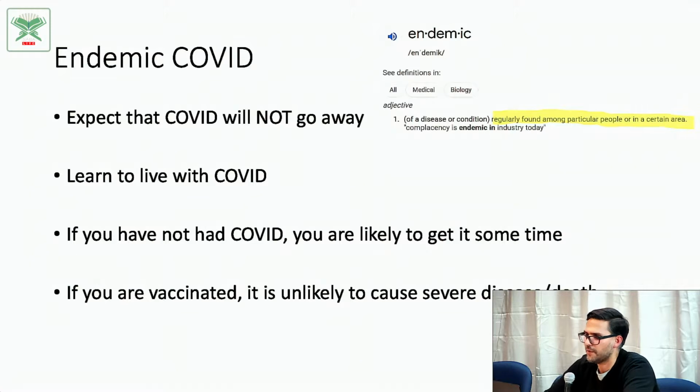It's not going to go away. So what does this mean for us? It means that we have to learn to live with COVID and not wait for it to go away. So if you have not had COVID, you are likely to get it at some time. And if you are vaccinated, it is unlikely to cause severe disease and death. So once again, vaccine is the most important thing you can do to protect yourself from COVID-19.